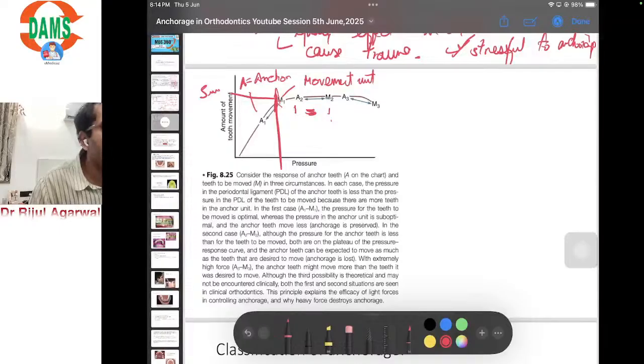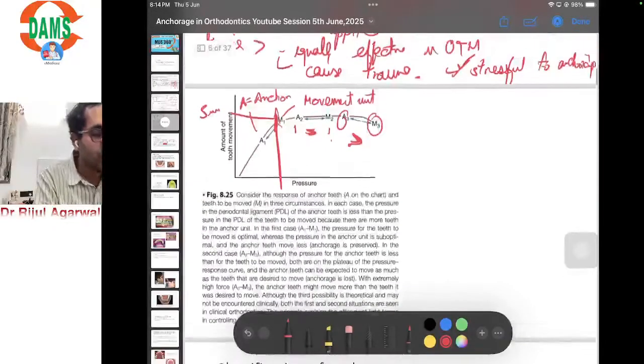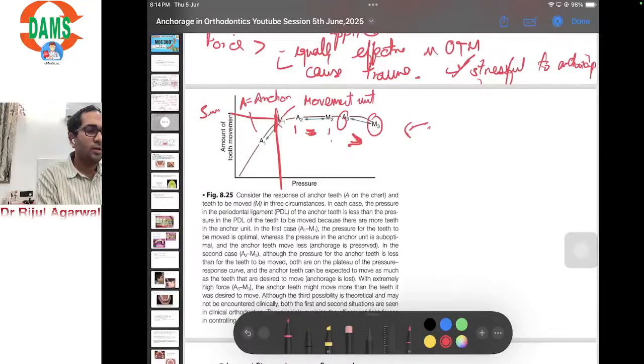And if we further increase the forces, what will happen? The M unit, the amount of tooth movement will decrease, and the anchor unit will start to move more. That is, the posterior teeth will start to move more as compared to the anterior teeth. That is what I mean by it is stressful to anchorage. That means the amount of force which is applied is very, very important for us to have a desirable amount of movement.